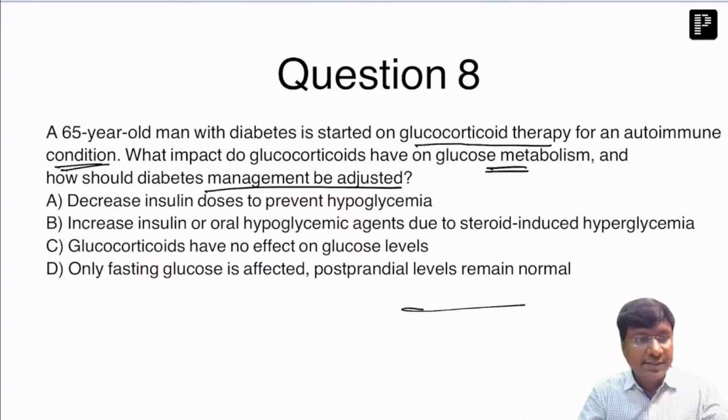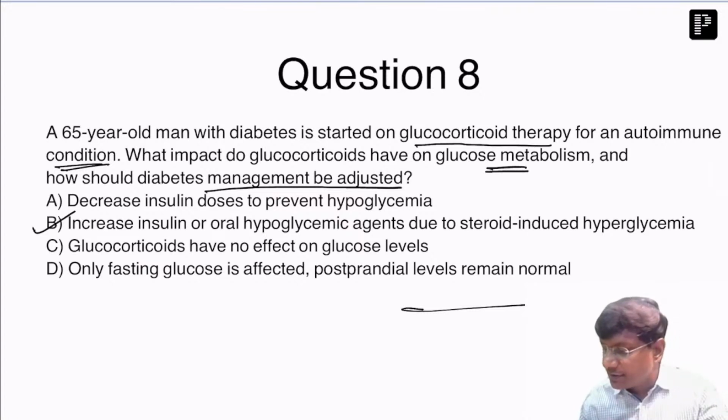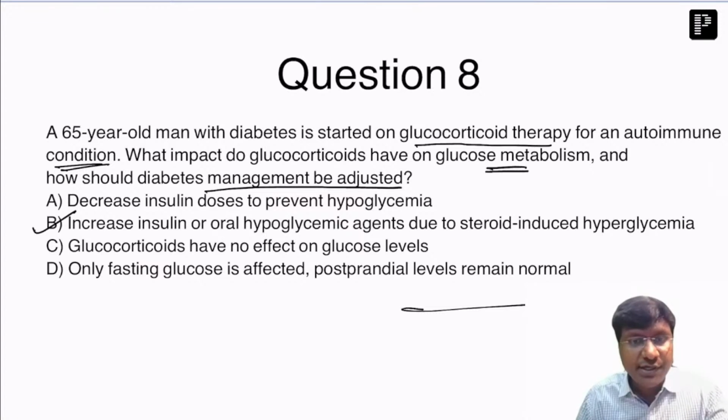Right. So the correct answer here is you need to increase the insulin or OHA due to steroid-induced hyperglycemia. Because what these glucocorticoids do is they increase the hepatic gluconeogenesis. They increase the glucose levels. That is the reason why you need to increase the insulin or the OHA.